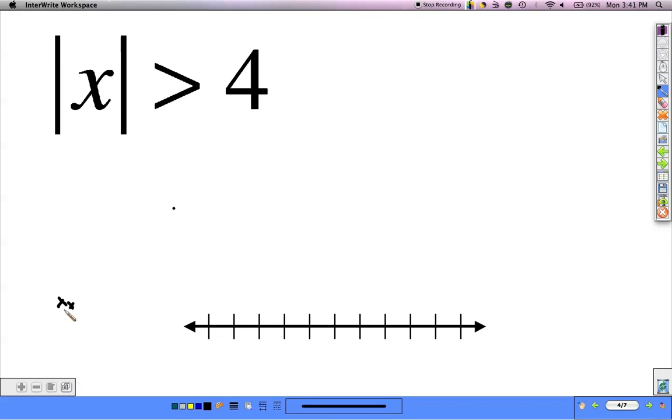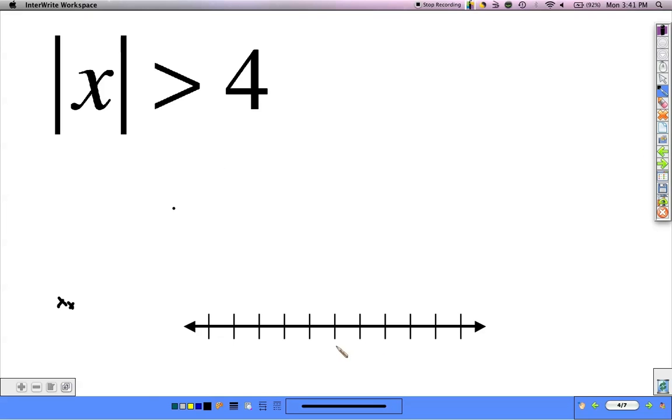So we're talking about absolute value inequality again. Now we're talking about greater than. And if I said the absolute value of x is greater than 4, what that means is that the distance from 0 on a number line that x is going to be greater than 4.